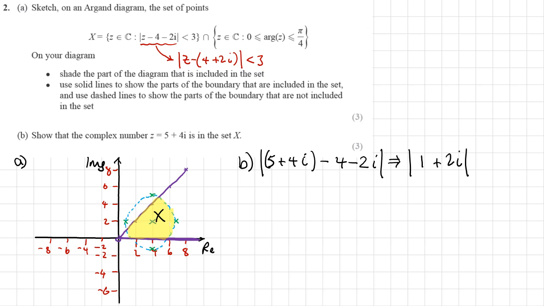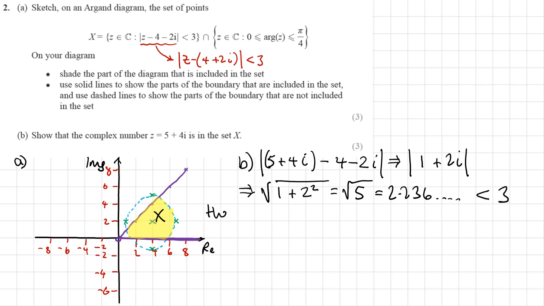Right, so we want to work out the modulus of that, the size of that, which basically means we're going to do the square root of 1 squared plus 2 squared. So that's root 5. Let's see what that is. And that is 2.236 and so on. Now that is less than 3, so we can say therefore z is in this part of the set. I'll put that z satisfies this: z minus 4 minus 2i is less than 3.